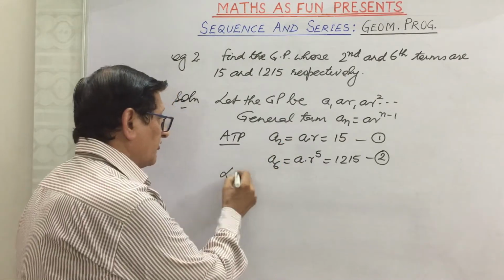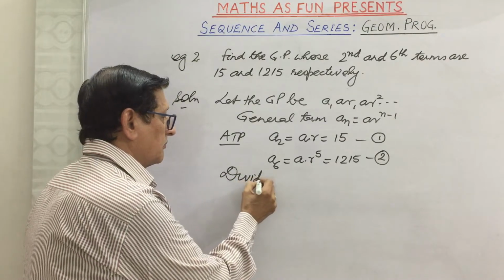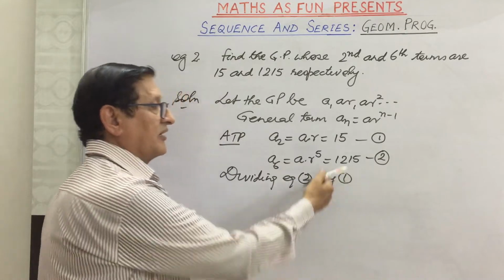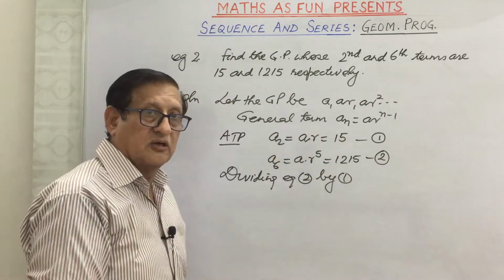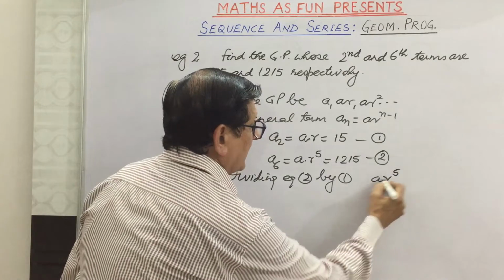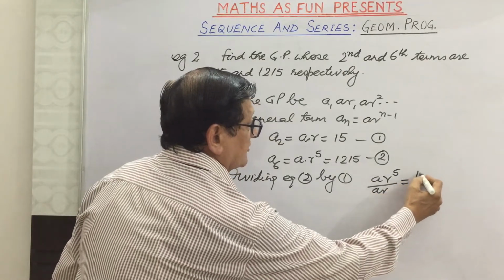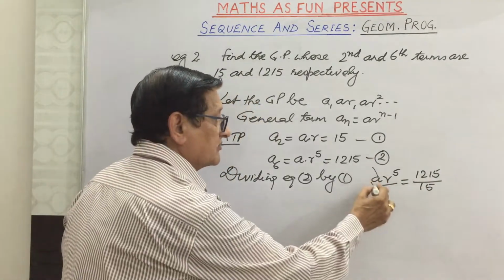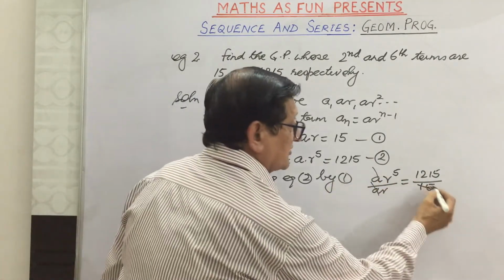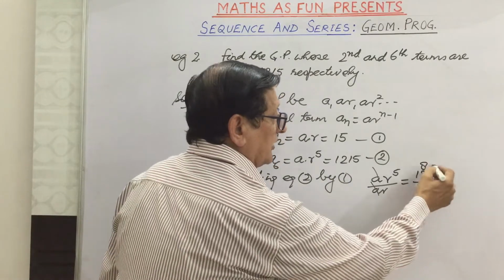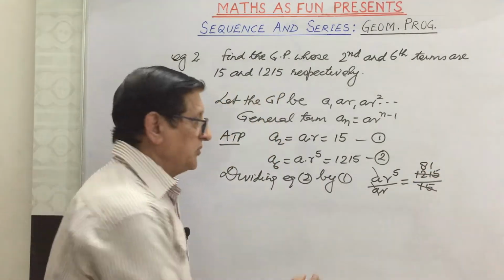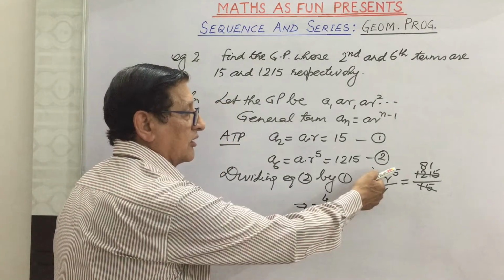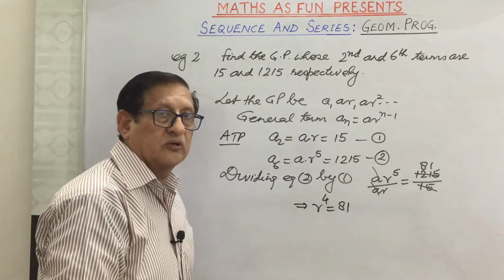So what we do, we divide equation number 2 by 1. We divide second equation by first. We will be getting here AR^5 upon AR is equal to 1215 upon 15. A cancels A. This 15 cancels this 15: 8 120, 15 1 15. It means we are getting here R to the power 4 equal to 81, because R^5 upon R is R to the power 4.